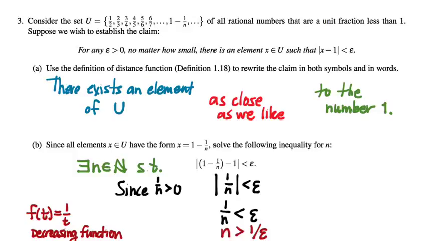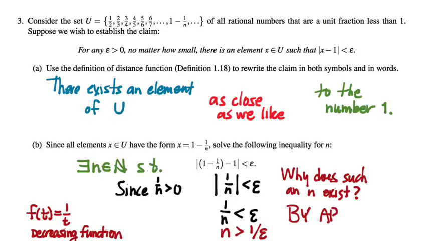So now the last thing I want to ask before I turn you back into your teams is, how do we know that there exists such an n? Why does such an n exist? Because all we've done so far is rearrange our inequality. We haven't said why that inequality is actually satisfied by some natural number n. Well, why is that true? Archimedes! Yes, by Archimedes.